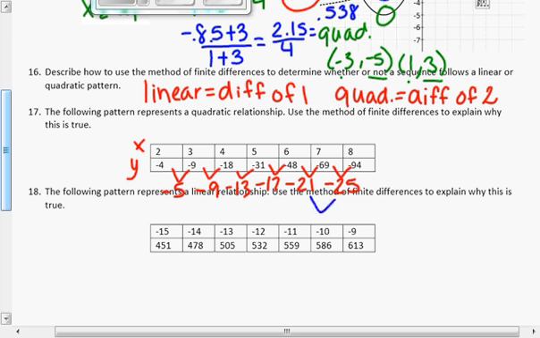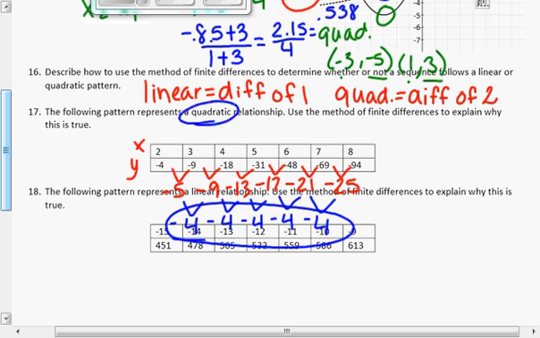25 and 21 is 4. 21 and 17 is 4. 17 and 13 is 4. 13 and 9 is 4. 9 and 5 is 4. So, and they're all going to be negative 4. So, because we have a common second difference of 4, it's going to be quadratic.